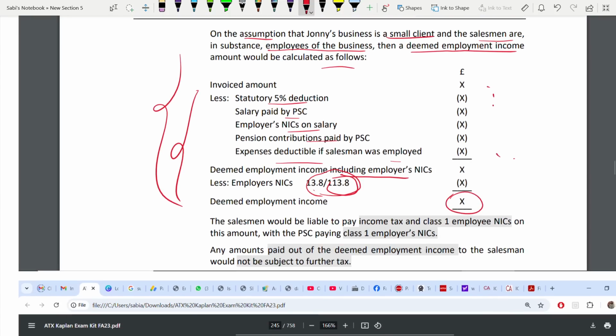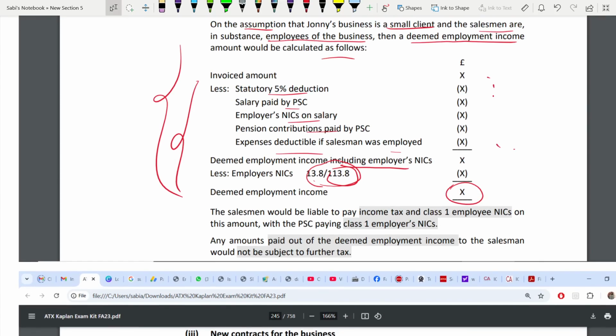Now, because it's employment income, even if it's deemed, you will be subject to what? Salary. So you'll be subject to income tax. Who? The salesman. Subject to income tax. Then what? Class 1 employee NIC. This is in the category of salesman. But the PSC, meaning the personal service company, will be paying the employers NIC. Class 1 employers NIC. It's a cash income. No benefit. That's why no class 1A NIC. Only class 1 employers NIC.